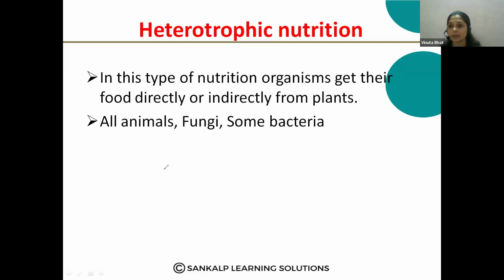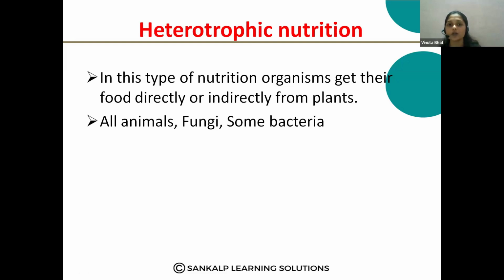They depend directly on plants. And some organisms depend indirectly on plants for their nutrition. For example, lion and tiger do not depend directly on plants, but they depend indirectly, on the organisms which eat the plants for their nutrition. The organisms which depend on the plants directly are called herbivores, and the organisms which depend indirectly are called carnivores or omnivores. So all these organisms obtain nutrition through heterotrophic nutrition.